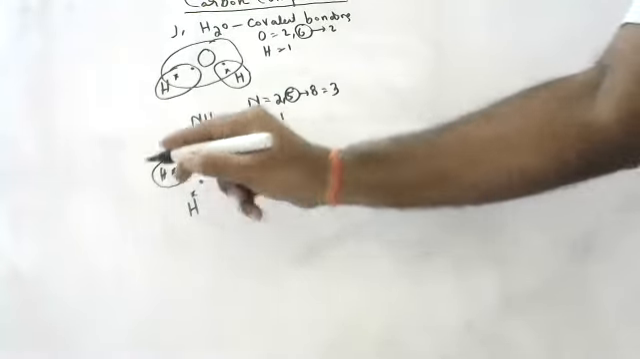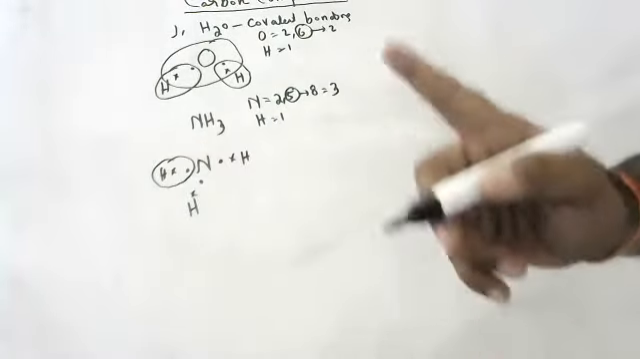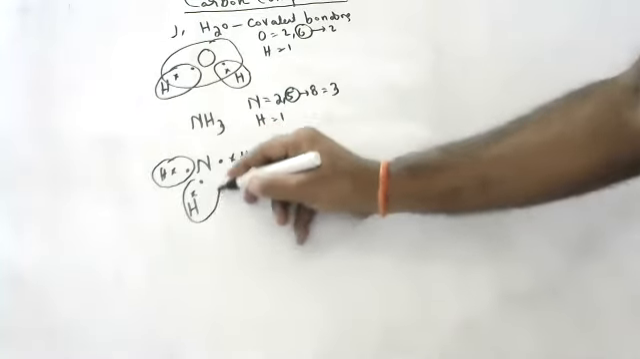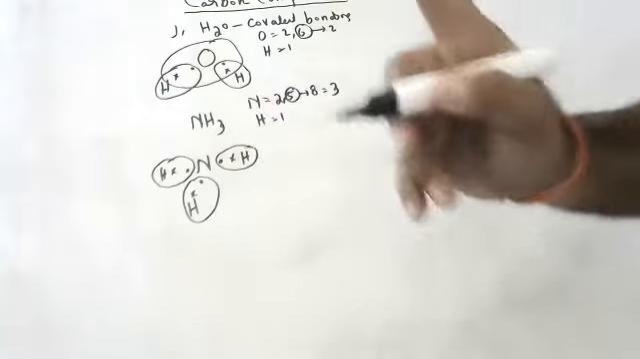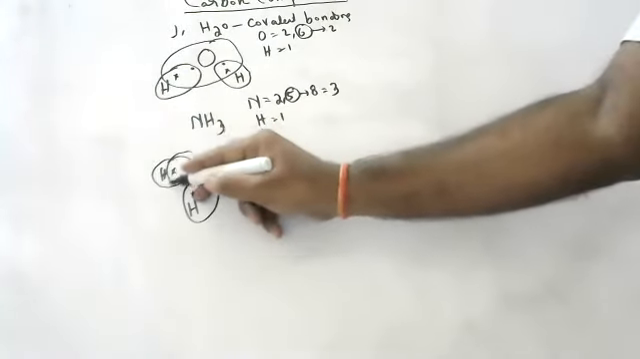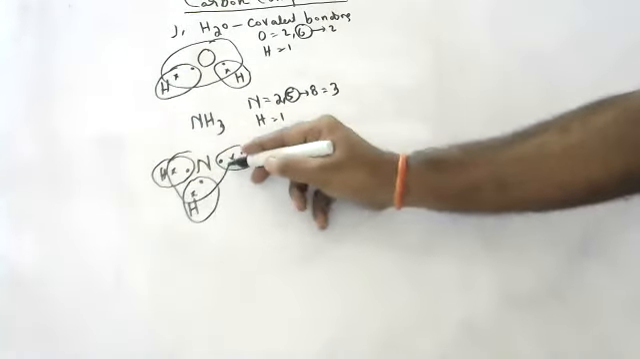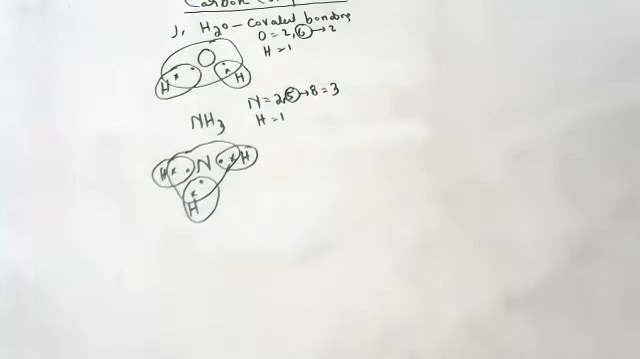Hydrogen, by sharing 2 electrons, will get what configuration? Helium stability. And nitrogen will get what stability? Neon stability. Right. Okay. Among these, the most important question, regularly they are asking, is carbon dioxide.